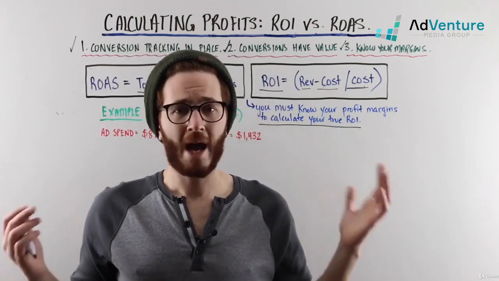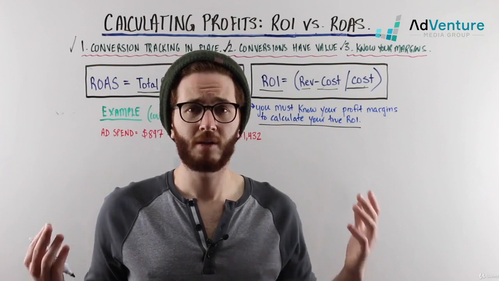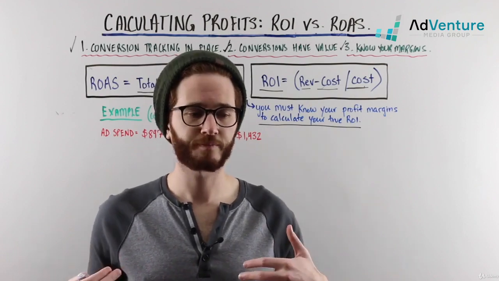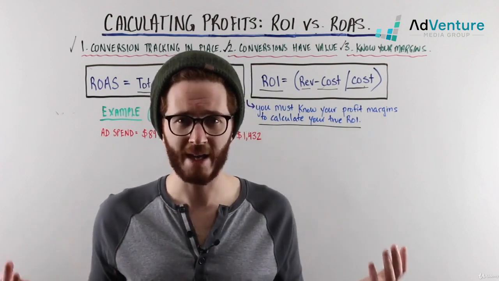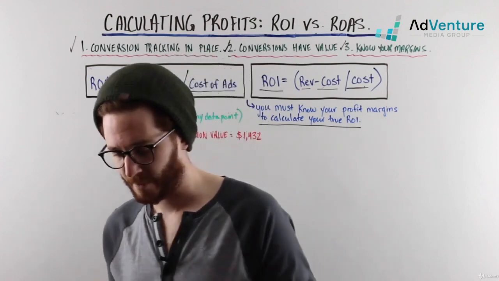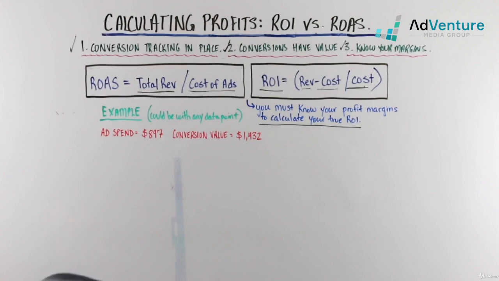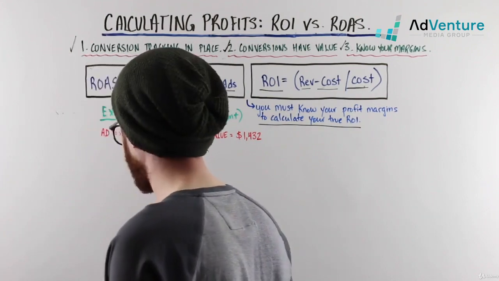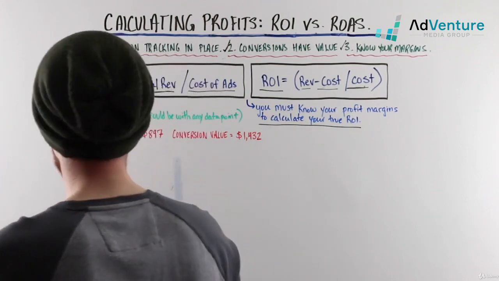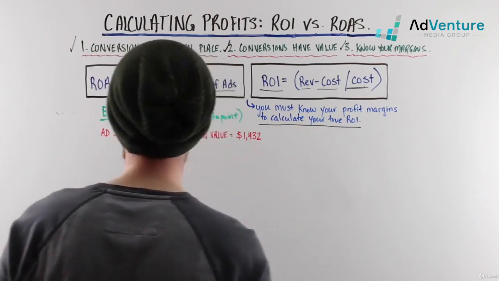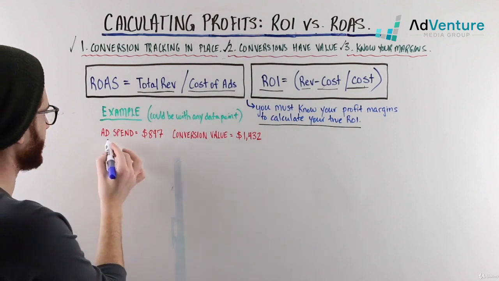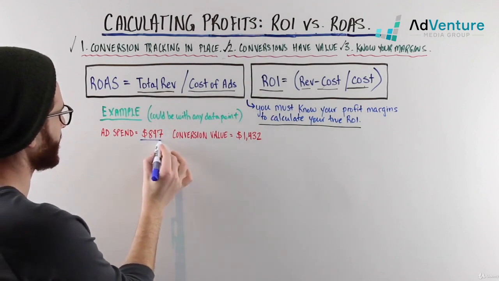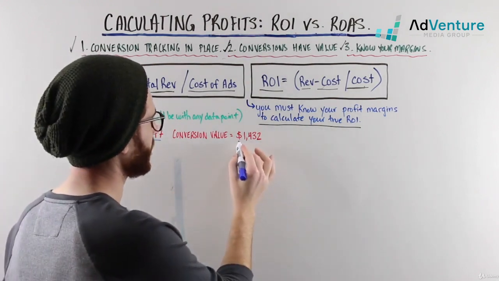Let's go through a real life example to give you some context in which to understand ROI and ROAS. Okay, let's come up with an example. Let me get a different colored marker here. Let's take a blue marker. Okay. Now here we have an example written out. I already wrote out the example for you. Your ad spend, for example, is $897. Okay, so let's say your ad spend is $897 and your conversion value is $1432.